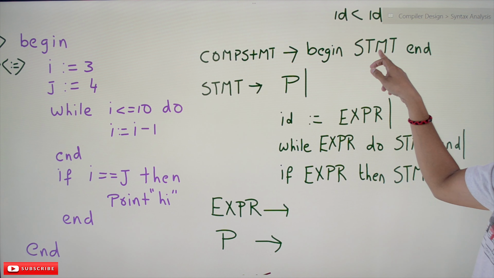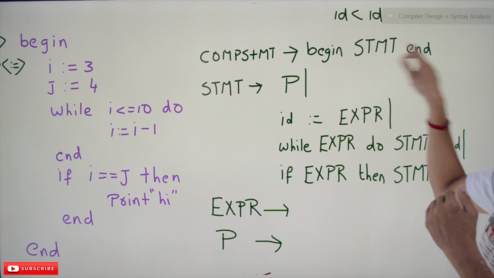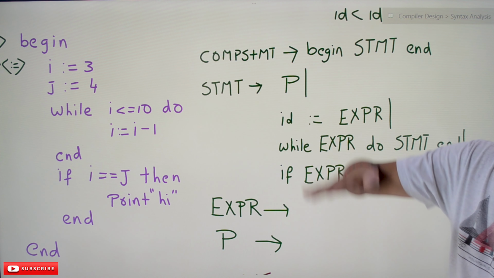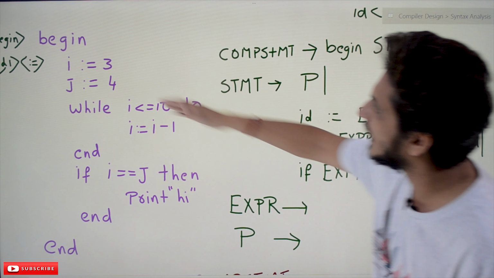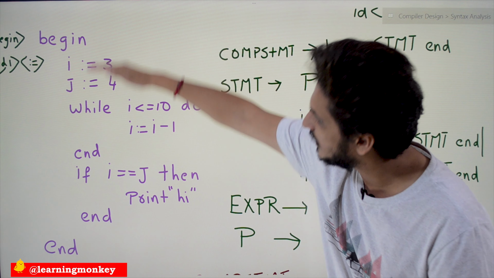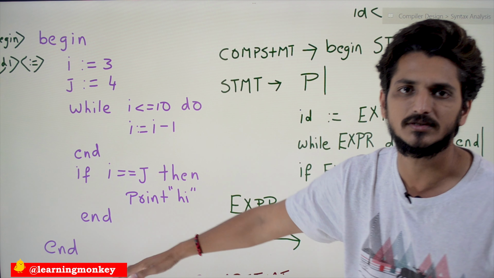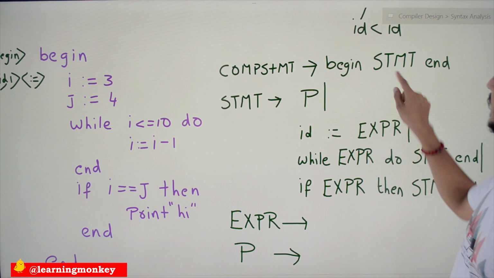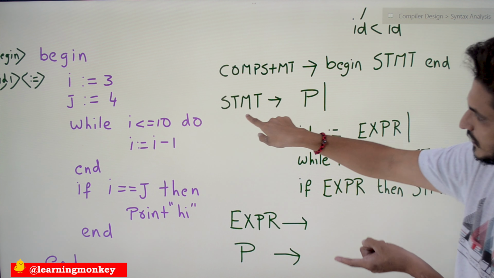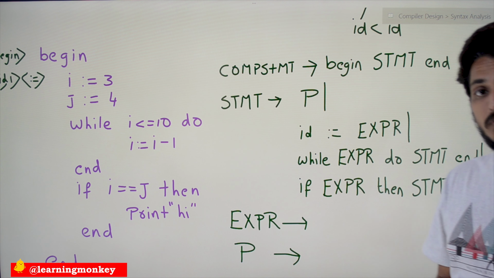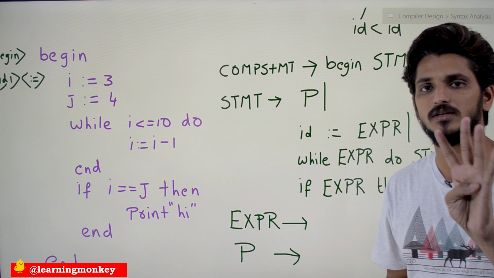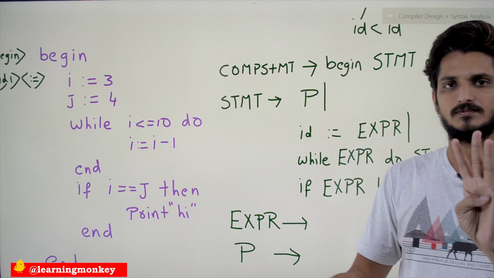So now in between the begin and end, we can write any number of statements. That is what our language is. Now STMT is a statement production. It is capable of writing four different productions. You can write any number of times.